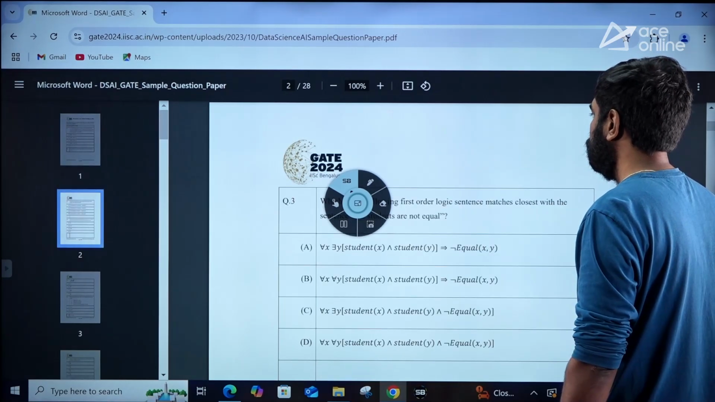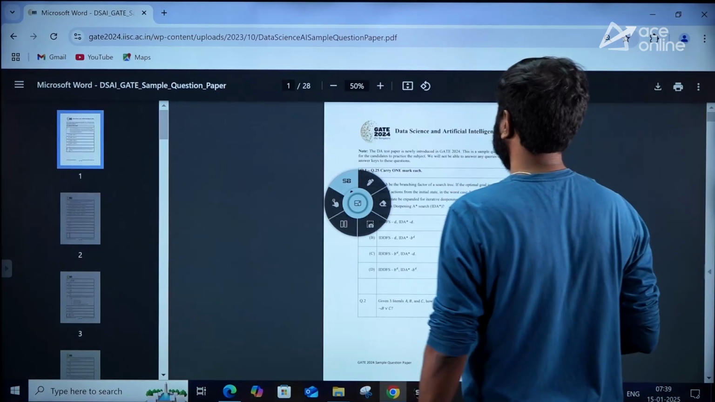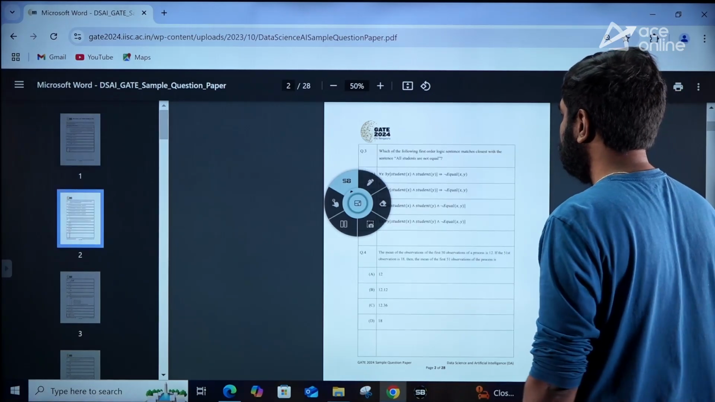I'll show you the question. I have solved these questions in the classes also.